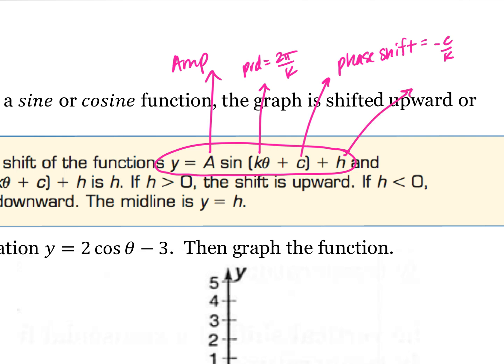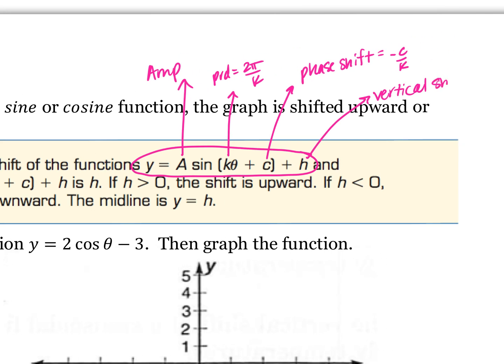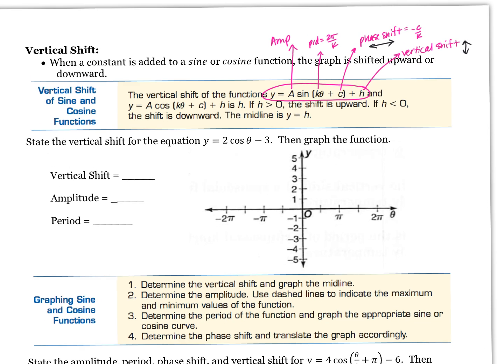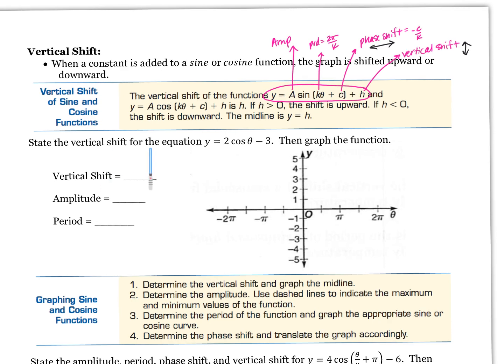This plus H is just my vertical shift, and that tells us how much to move up and down. And the nice thing is it's staring us in the face. If that said +2, then we move up 2. If that said -4, we just move down 4. It's not like a fraction or anything. So maybe it would help: phase shift is left and right, and vertical shift is up and down. Here we go. It says, state the vertical shift for this and then graph the function.